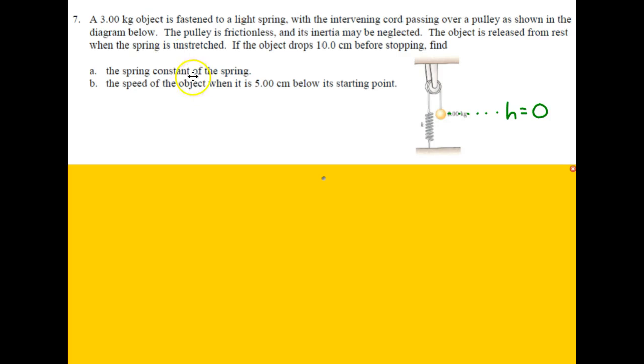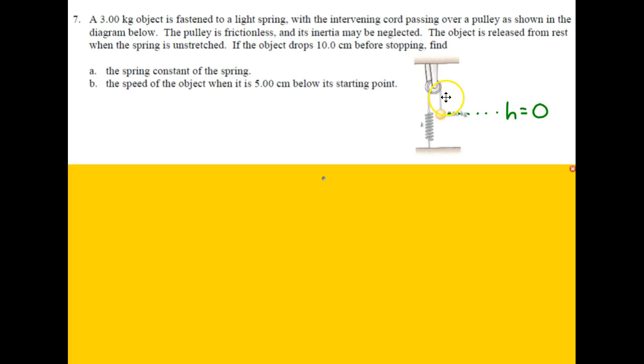All right, let's go on to number 7. We have a 3 kilogram object fastened to a light spring with an intervening cord passing over a pulley as shown in the diagram below. The pulley is frictionless and its inertia may be neglected. The object is released from rest when the spring is unstretched. A, if the object drops 10 centimeters before stopping, find the spring constant of the spring, and B, the speed of the object when it's 5 centimeters below its starting point.